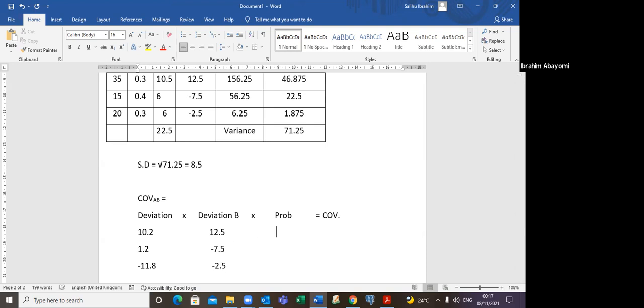So you bring the probability. Probability is 0.3, 0.4, 0.3. You now multiply the three together. 10.2 times 12.5 times 0.3 will give you what? 38.25. Minus 3.6. Okay. 8.85. You will now add these three together. That is your covariance.